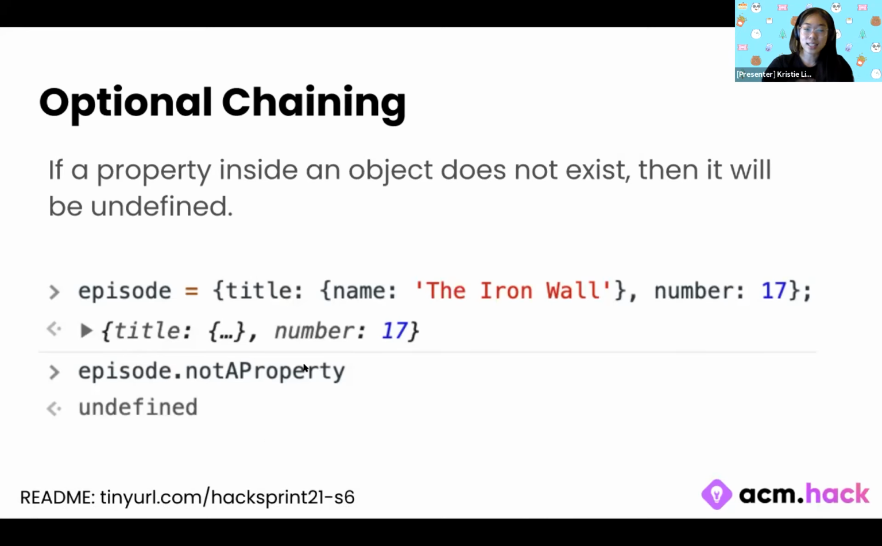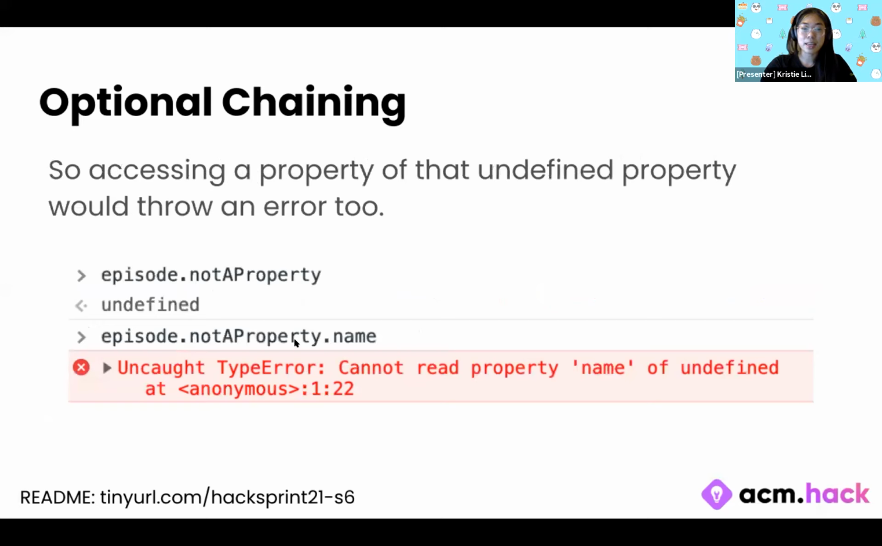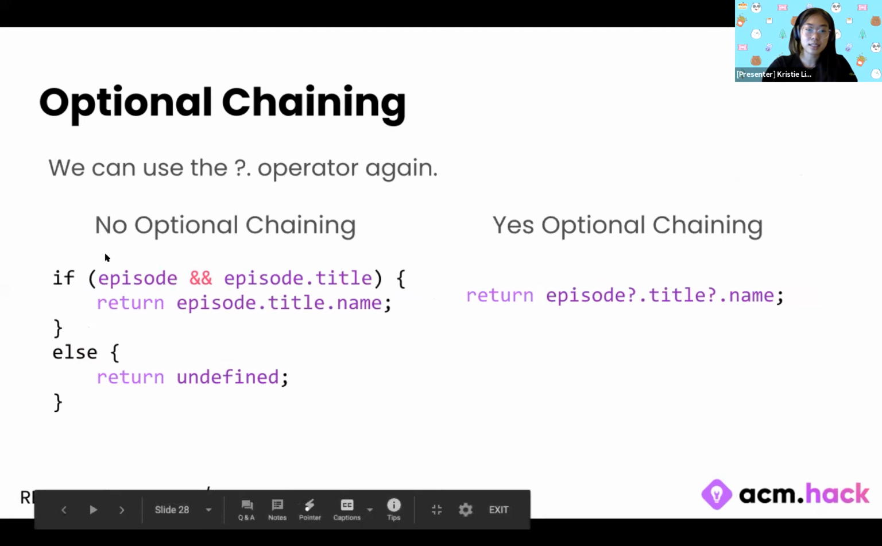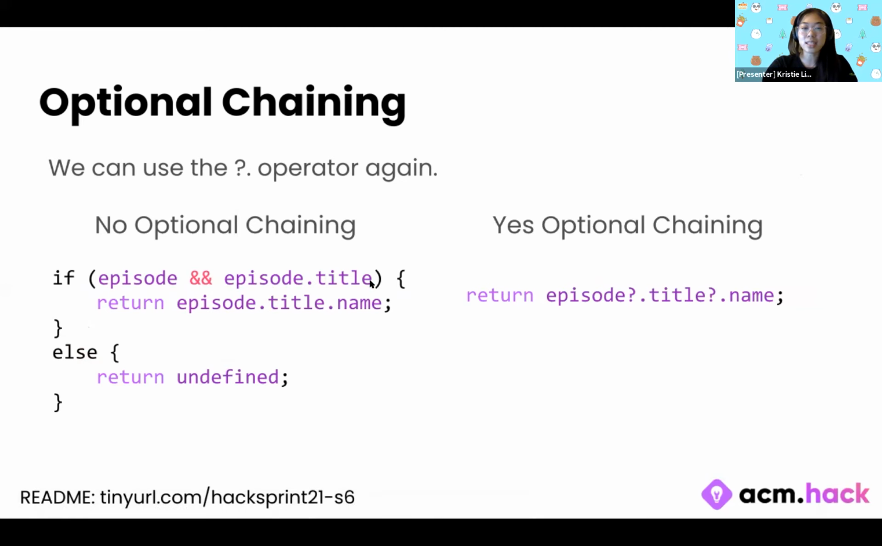Yeah, so if you have something undefined, no errors, it's fine. But if you try to access a nested property of that undefined property, then you'll get an error. But if we don't want an error, we can use a check again. It could be an if statement that checks that episode exists, and then also checks that episode.title exists. And you can imagine if there are even more nested properties, you just keep adding to your if statement. It gets kind of long, but the real neat way of writing this is with optional chaining.